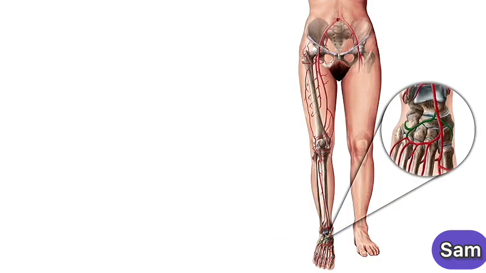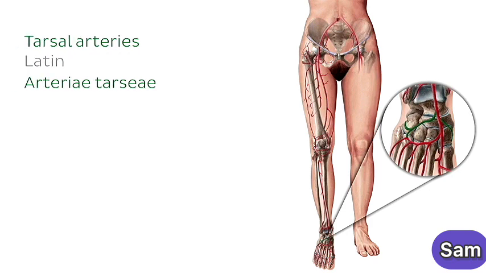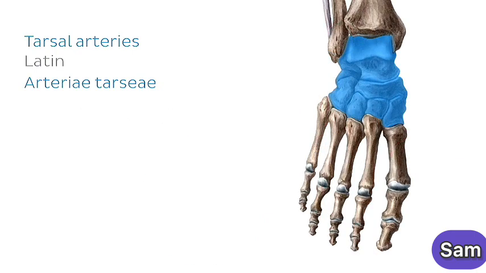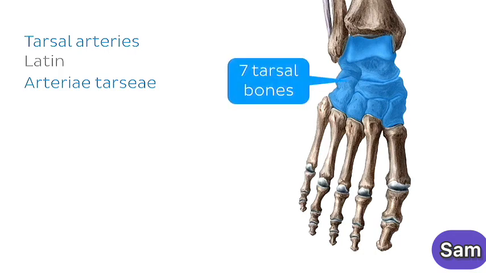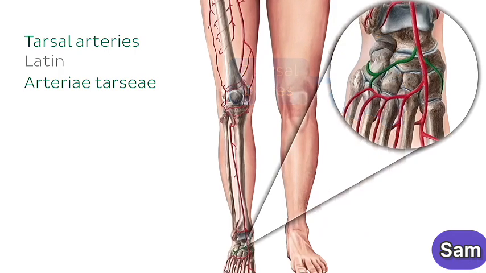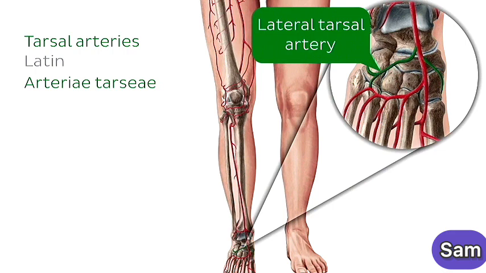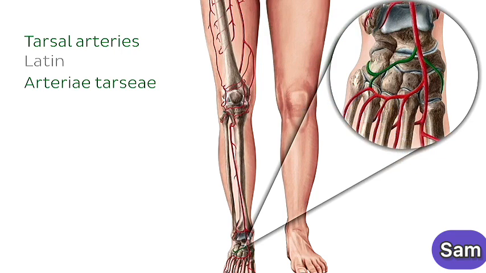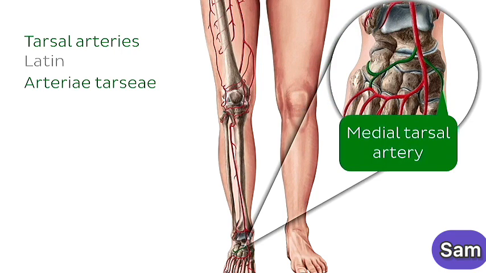The medial and lateral tarsal arteries are two branches that arise from the dorsalis pedis artery on the dorsum of the foot. These arteries supply the tarsal region. The tarsal region is made up of the proximal 7 tarsal bones of the foot. The lateral tarsal artery anastomoses with the arcuate artery at the base of the metatarsal bones, supplying structures within this region, while the medial tarsal artery travels over the medial tarsal bones and anastomoses with the medial malleolar network.